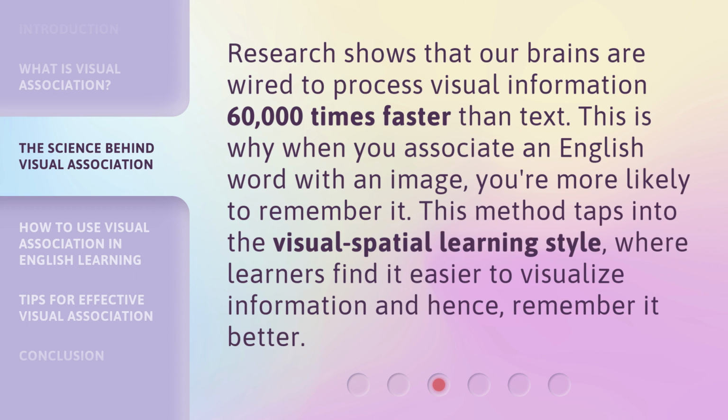Research shows that our brains are wired to process visual information 60,000 times faster than text. This is why when you associate an English word with an image, you're more likely to remember it. This method taps into the visual spatial learning style, where learners find it easier to visualize information and hence, remember it better.